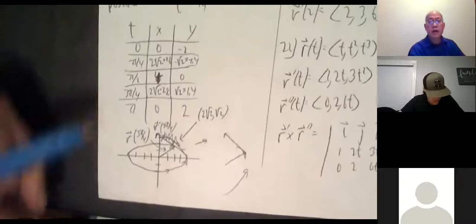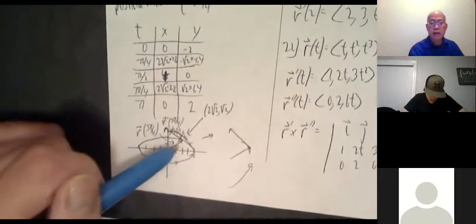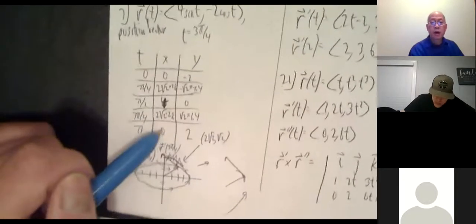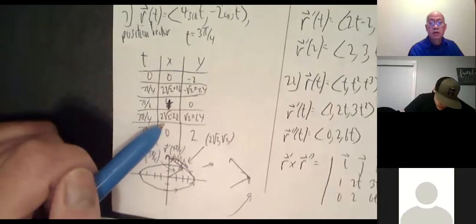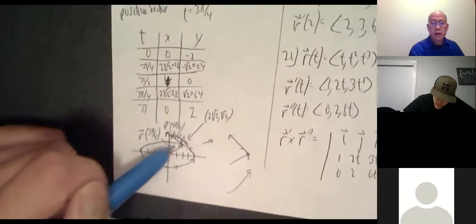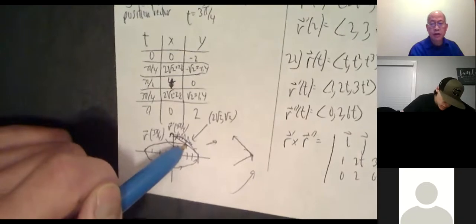So that's the graph, and the position vector is right here. At 3 pi over 4, we are at negative 2 radical 2 comma radical 2. That's over here. So that's the position vector. Okay, sorry, I messed up over here.